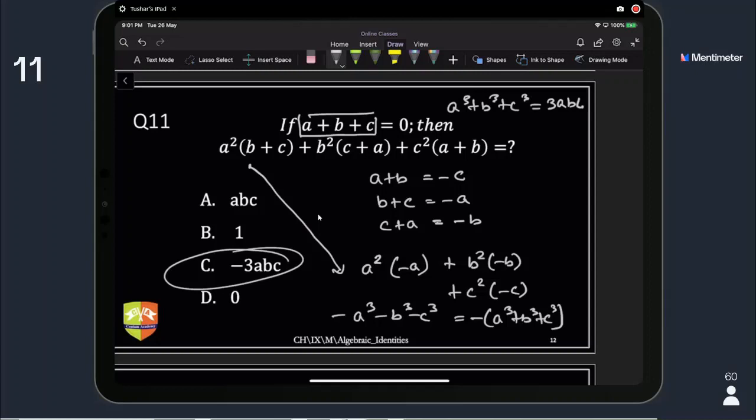Correct? Got it? Anyone didn't understand? Want once again explanation? Good. What happened, Monisha? Bolo. Any problem? Keep it on screen, okay? Monisha, can we proceed?